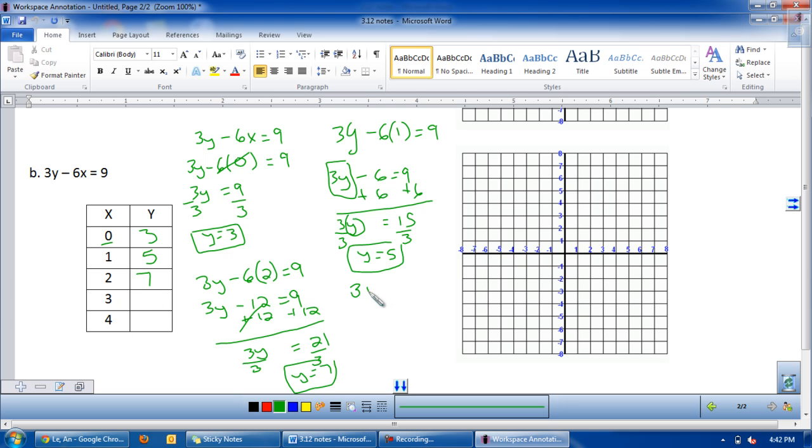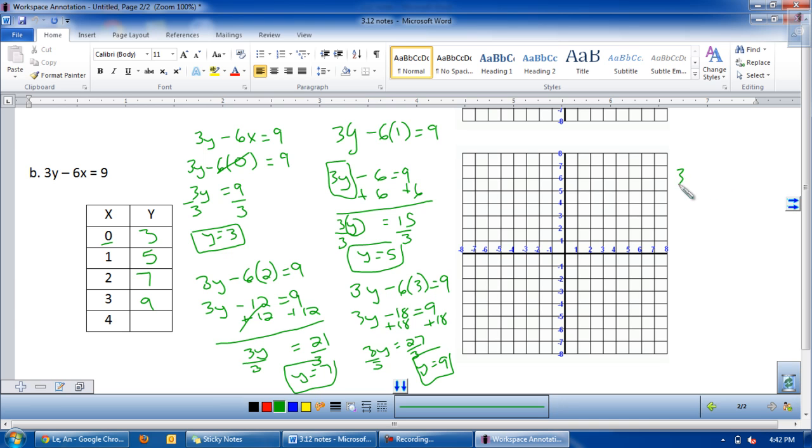So again, 3y minus 6 times 3 equals 9. 3y minus 18 equals 9. Add 18 to both sides. We have 3y equals 27. Divide both sides by 3. Y is equal to 9. Alright, we're almost done. Now x is equal to 4.